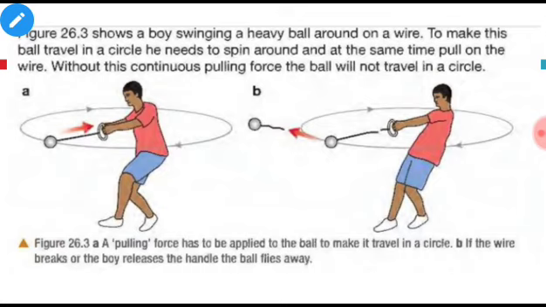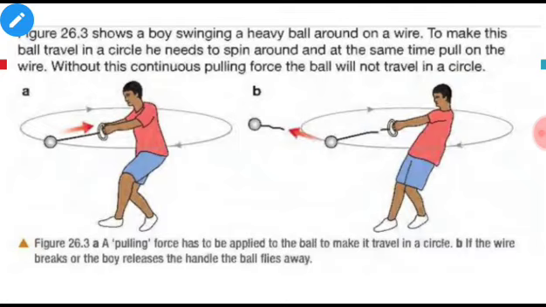Just look at this illustration. This is a boy. He's pulling the string. There is a ball connected to a string. If he has to swing this ball this way, then he has to exert some force on the string. At the same time he also has to spin. So he has to exert a force and he has to spin.